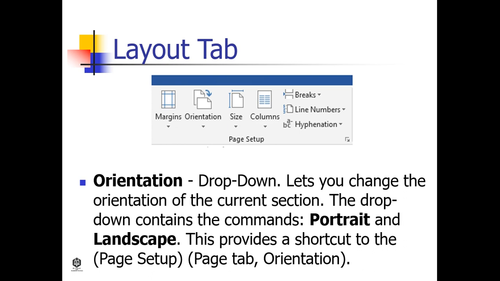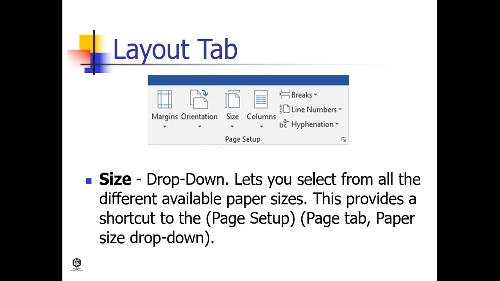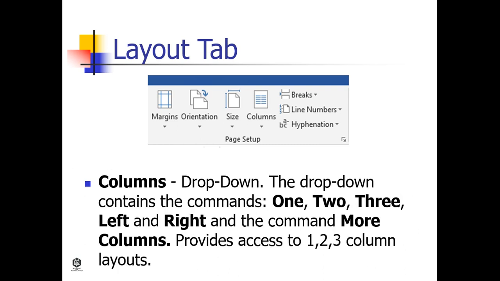Orientation drop-down lets you change the orientation of the current section. The drop-down contains the commands Portrait and Landscape. This provides a shortcut to the page setup, page tab orientation. Size drop-down lets you select from all the different available paper sizes. This provides a shortcut to the page setup, page tab, paper size drop-down.